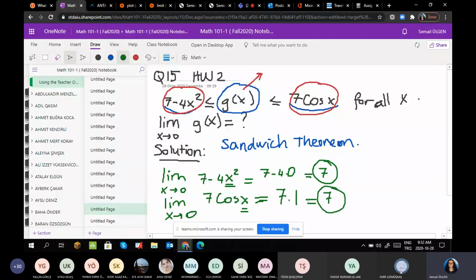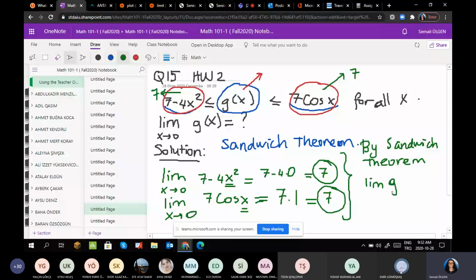Do you see that they are the same? The limit of this is 7, the limit of this is 7, and the sandwich theorem says the one in between has to have the same limit. So we are going to say, by the sandwich theorem, the limit of the function in between, the limit of g as x approaches 0, has to be equal to 7.